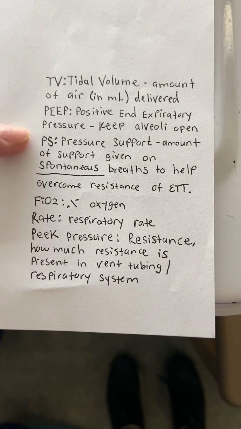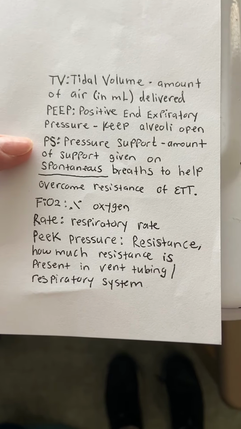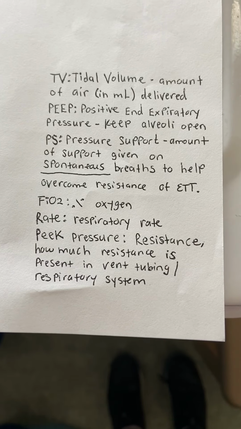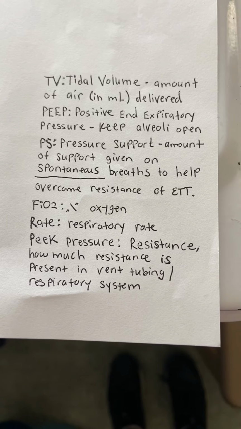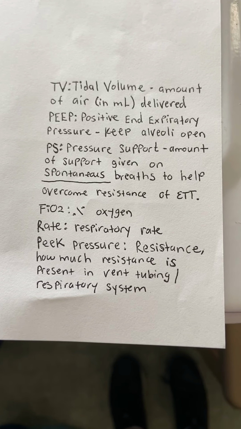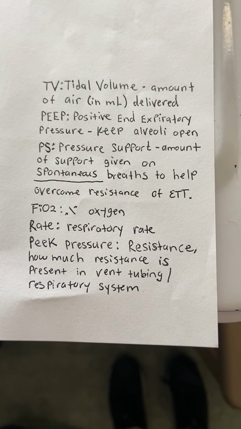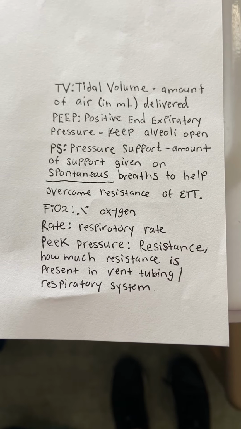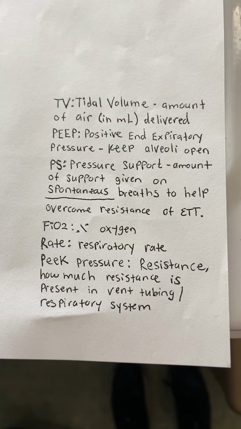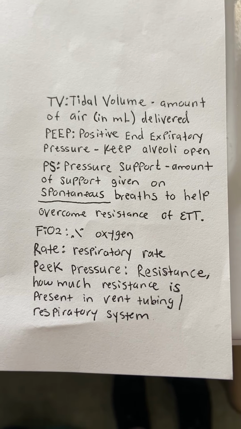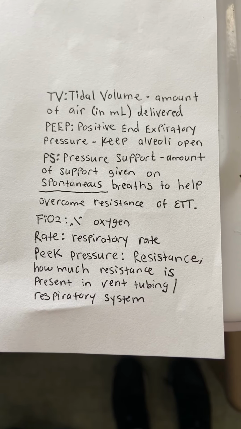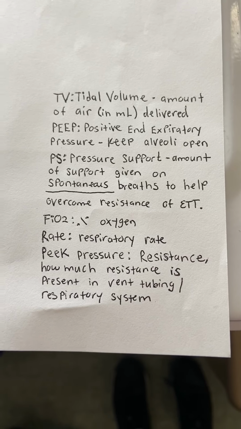Pressure support is very different from PEEP. Pressure support is something that the patient receives while the inspiratory process happens, and it's given to patients on spontaneous breaths only. So it's just a little bit of positive airway pressure that they receive on inspiration when they take a breath to help them overcome the resistance of just breathing through a tube. FiO2 is the percentage of oxygen that they're receiving. Respiratory rate is how frequently we're giving them breaths or they're taking breaths.